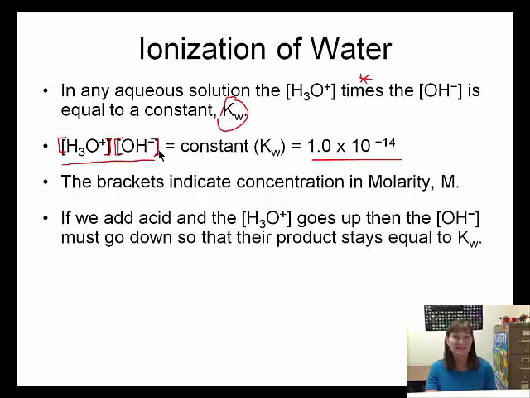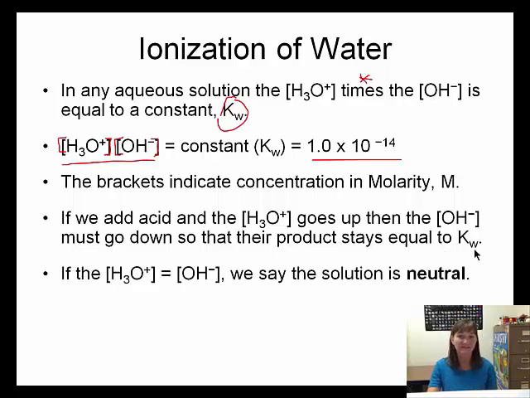If we add acid and the hydronium concentration goes up, hopefully you can see that. Adding acid to water, the acid is going to lose its hydrogen ion. The hydrogen ion is going to land on a water molecule and make hydronium. So in an acidic solution, you increase the amount of hydronium. So since the product of hydronium and hydroxide always has to equal a constant number, if one of them goes up, the other one has to go down. It's an inverse relationship. Okay, so if acid is added and the hydronium goes up, then the hydroxide concentration must go down, so their product stays 1 times 10 to the negative 14.